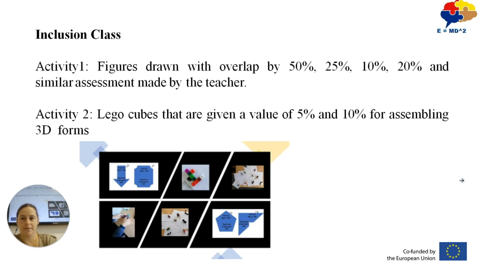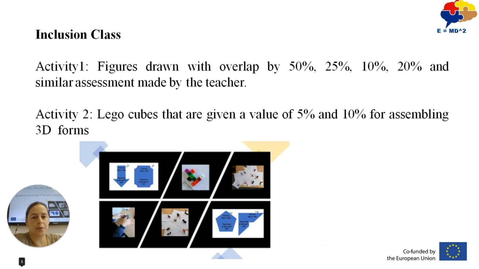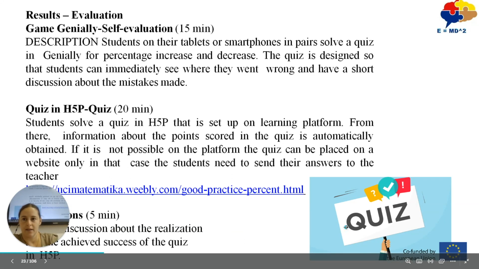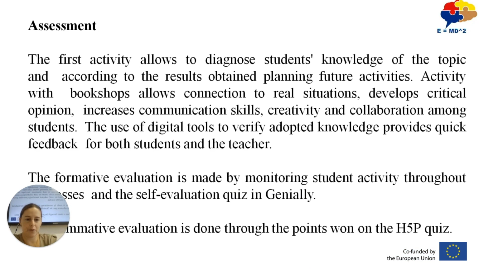Okay. For the inclusion class, the figures drawing with overlap by 50%, 25%, 10%, and 20%, and a similar assessment made by the teacher. You have here down the pictures, how they have to fold the paper. And another activity with Lego cubes that are given a value of 5% and 10% for assembling 3D forms. Okay, the results are here, the conclusions, the quiz, also the assessment for this activity.